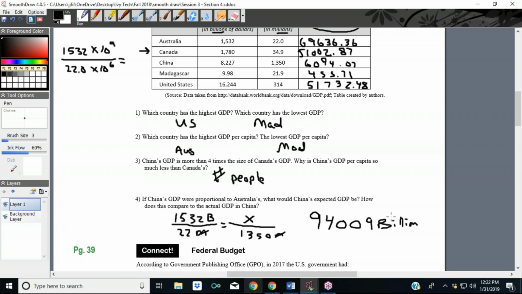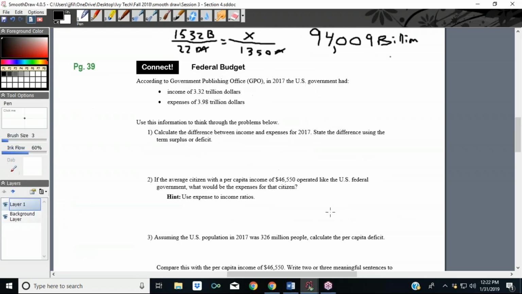And it wants us to compare this to the actual GDP in China. The actual GDP in China is 8,000 billion, so 8 trillion. This is actually 94 trillion. So 8 trillion compared to 94 trillion would be between 11 and 12 times as big, right? So if China was proportional to Australia, its GDP would be 11 times what it currently is. That's the comparison we could make.